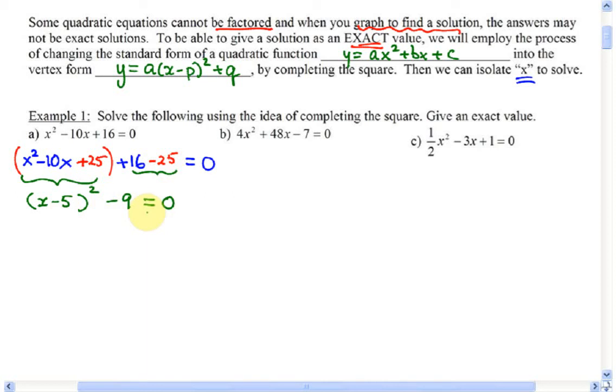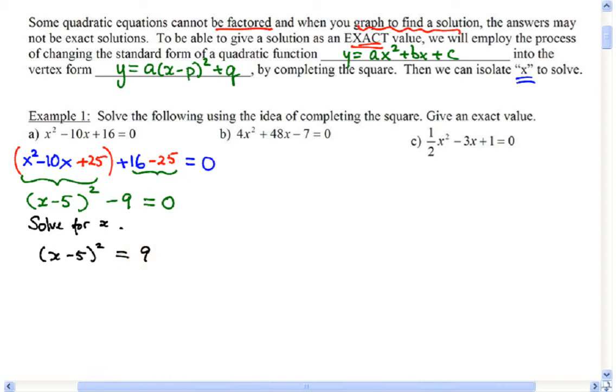Here's the new stuff for today. I want you to now go ahead and solve for x. So let's see if we can solve for x by isolating x. What's the first thing I should move to the other side? Yeah, move the -9 over. Good. So we have (x minus 5) all squared equals 9. And just continue the process of trying to isolate this x. What should I do next?